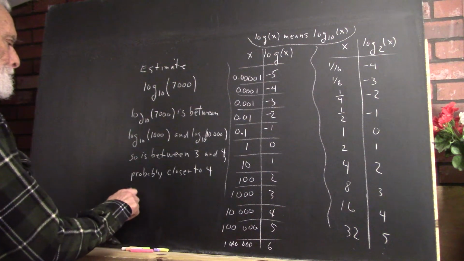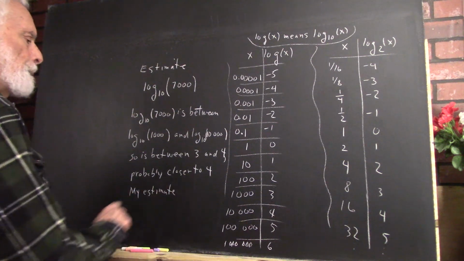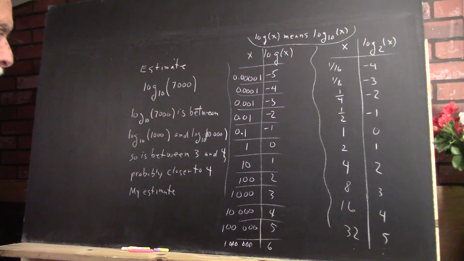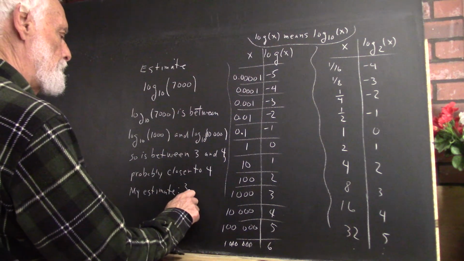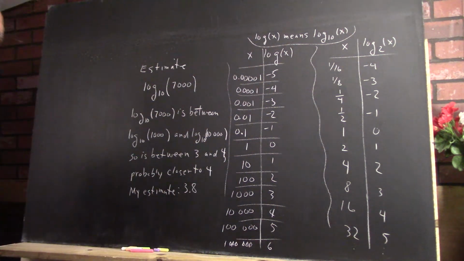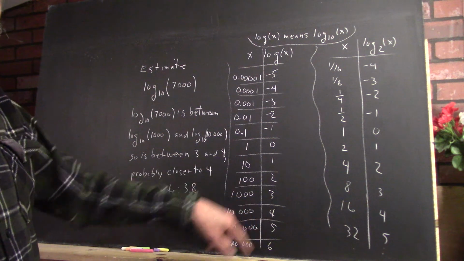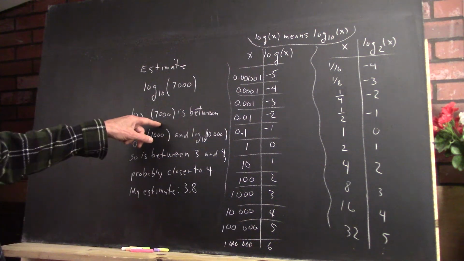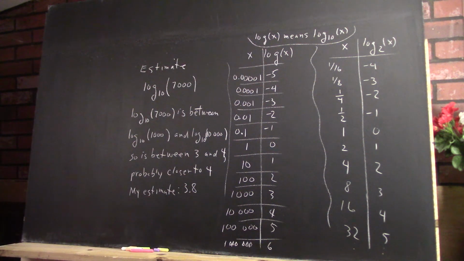So my estimate is about, I'm going to say 3.8. I think it's at least that. And that's because of the concavity of the thing, and I happen to know that log of 3,000 would be about 3.5, and he's still got quite a ways to go to get to 7,000. So it's between 3.8 and 3.9. I'm pretty sure of that.